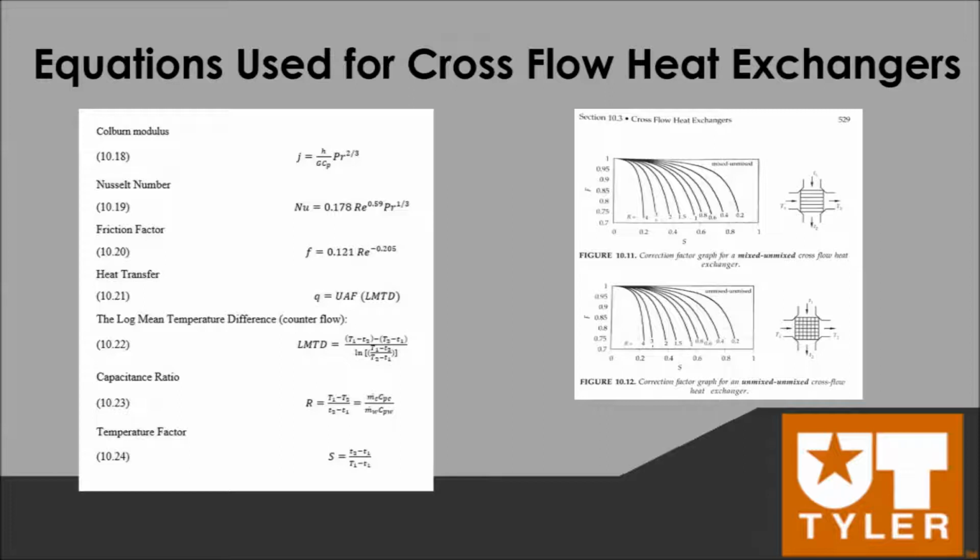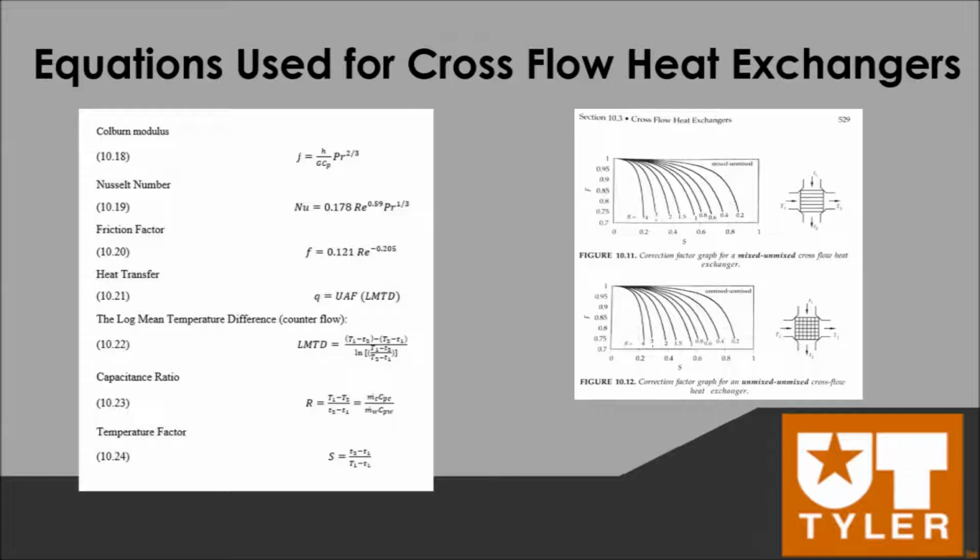Equation 10.21, the heat transfer rate. The heat transfer rate is calculated by using an appropriate convection coefficient and calculating the overall heat transfer coefficient for the heat exchanger, where U is the overall heat transfer coefficient, A is the heat transfer area of the heat exchanger, F is a correction factor, and LMTD is the log mean temperature difference for counterflow. We can multiply these variables together to get the heat transfer rate for a cross-flow heat exchanger.